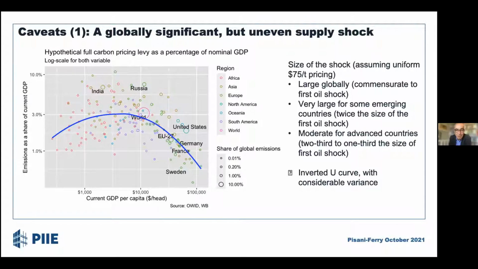So that suggests that the shock, in fact, will be less than what I said for advanced countries. It will be higher in some emerging countries. It can be very large in some emerging countries. We have some sort of an inverted U-curve.